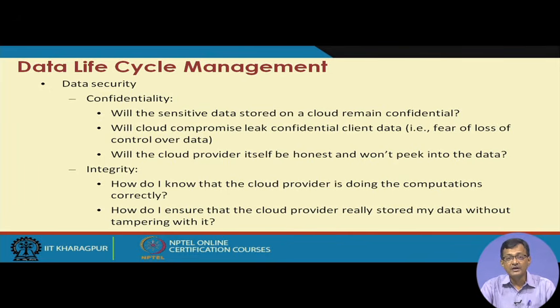Will the cloud provider itself be honest and not peek into the data? That is how much trust we place in things. So, trusting a provider is another challenge. In our day to day life also, we need to build trust on different service providers. So, there is a lot of work going on.